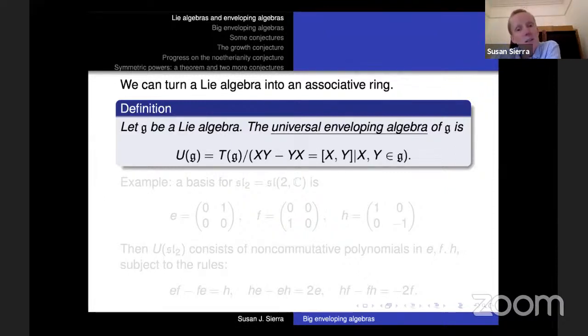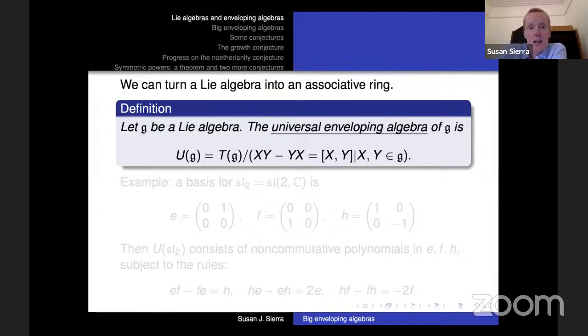So I've got a Lie algebra little g, then its universal enveloping algebra. Well, it's defined to be the tensor algebra on g modulo the relations that if I take two elements x and y in the Lie algebra, then their commutator xy minus yx is defined to be the same thing as the Lie bracket of x and y. So what's this tensor algebra? Well, what I mean by tensor algebra is all possible non-commutative polynomials in the elements of the Lie algebra g.